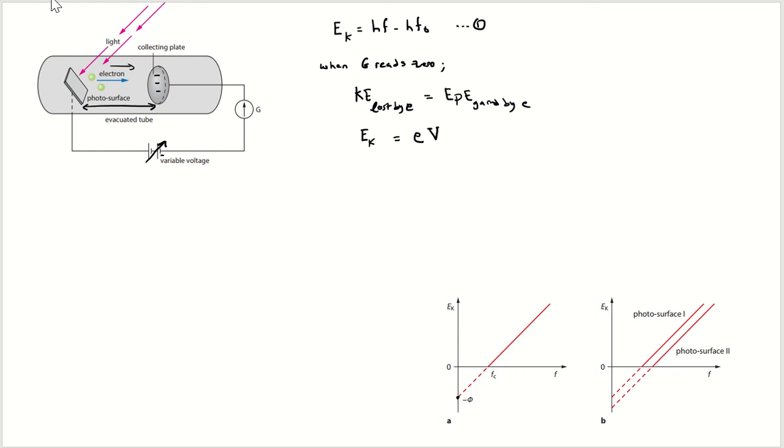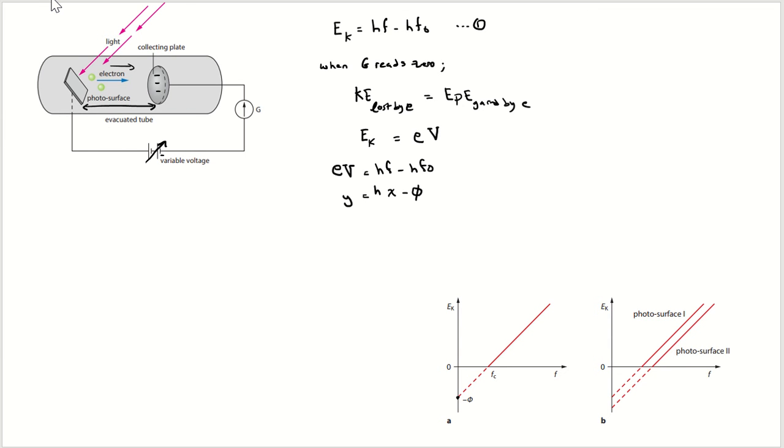Okay, so if I put EV instead of EK, then I can plot this on the y-axis and the frequency on the x-axis. Then I will have a straight line of slope h, equal to the Planck constant, and the intercept is going to be equal to hf naught, which means it's equal to minus the work function. So this is the intercept.